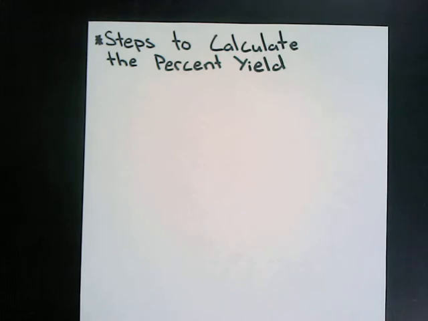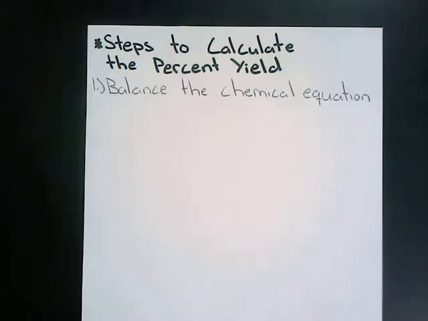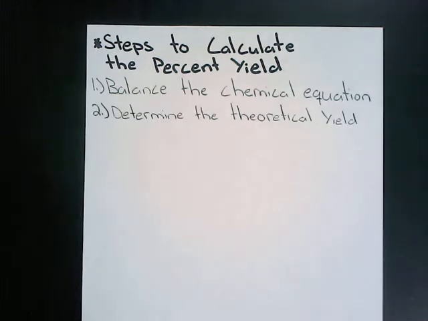So the first step to calculate the percent yield is balance the chemical equation. The second step is to determine the theoretical yield. Now within step 2, there are a series of sub-steps. The first sub-step is to convert grams of a given substance to moles of that given substance.